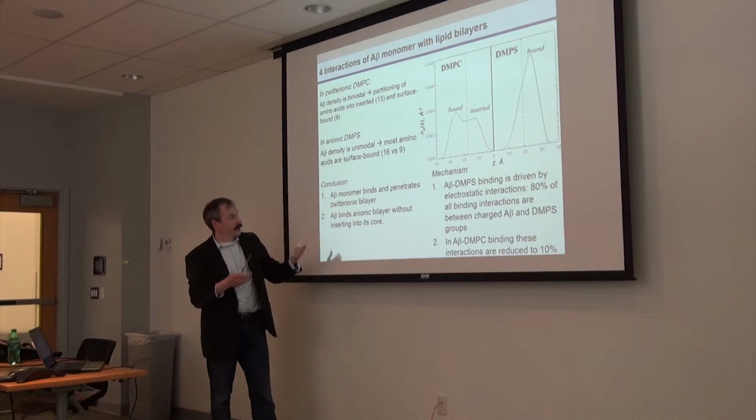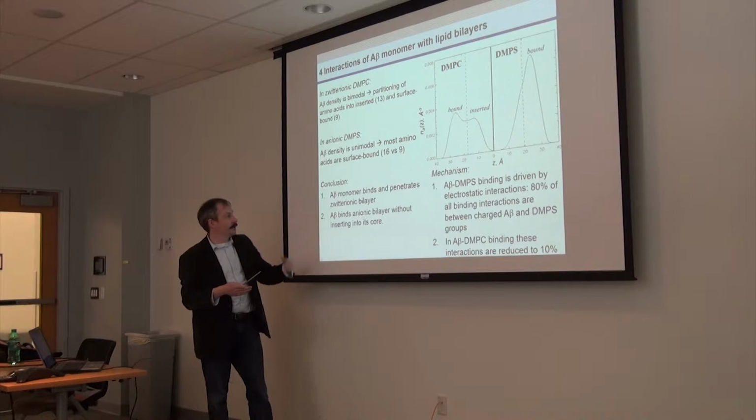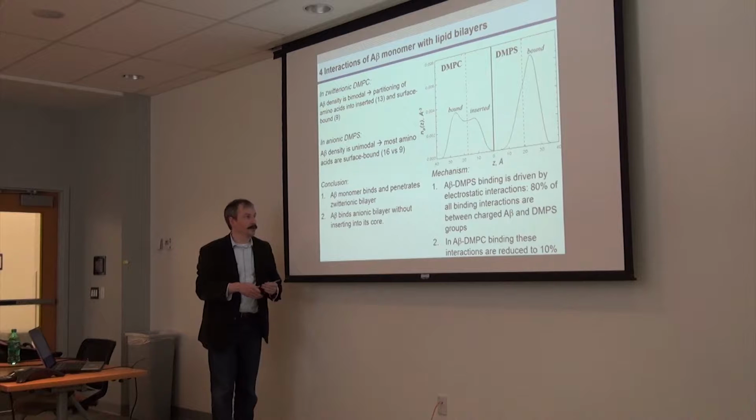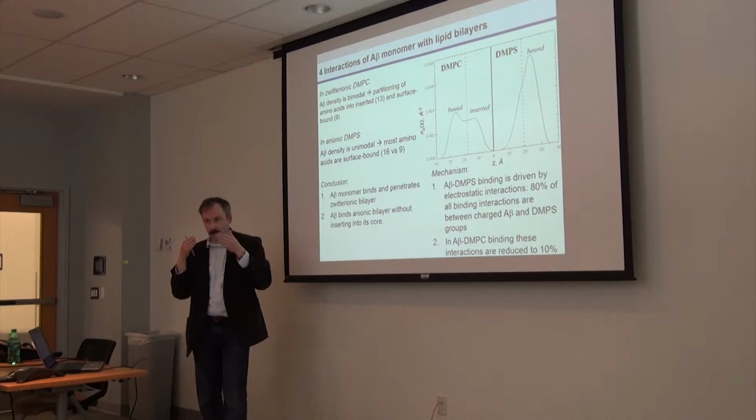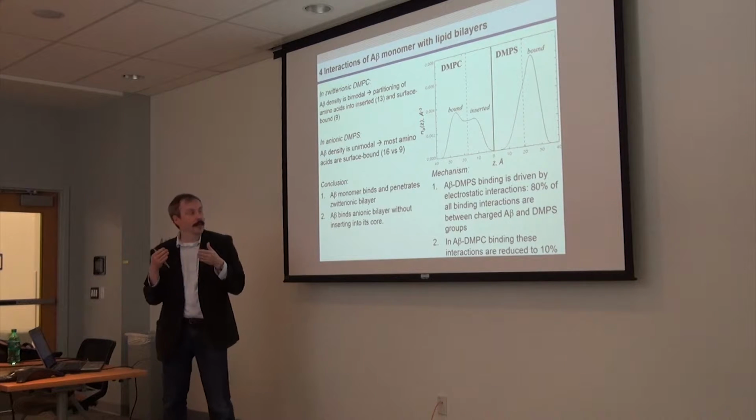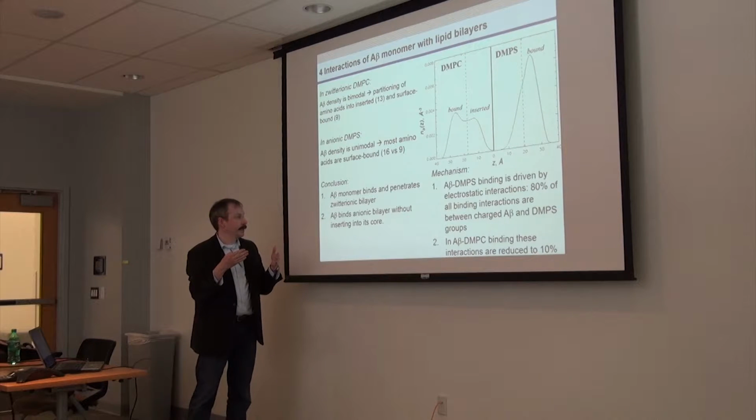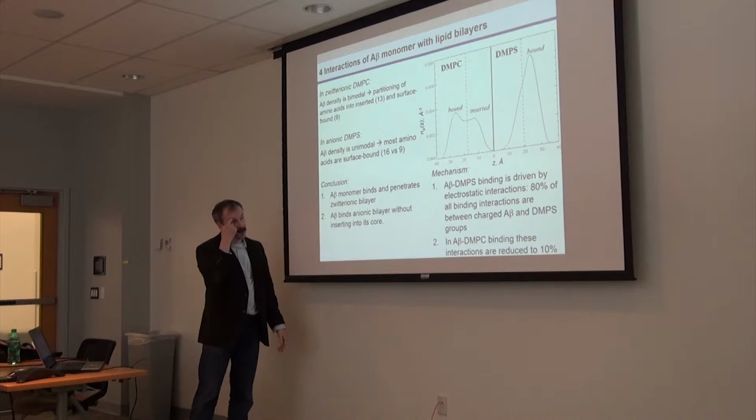So to summarize, it means that the beta peptide looks to be not just binding, but also at least partially penetrating the zwitterionic bilayer, but it remains on the surface of the anionic bilayer.